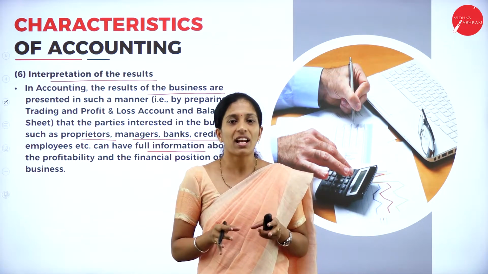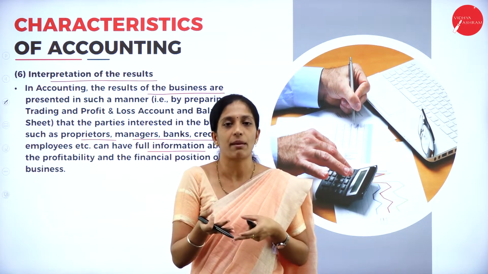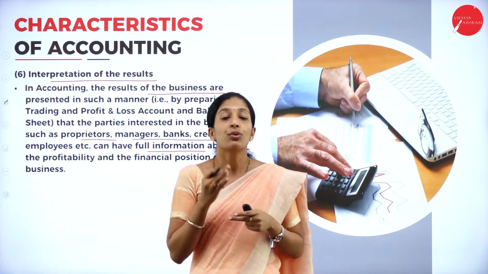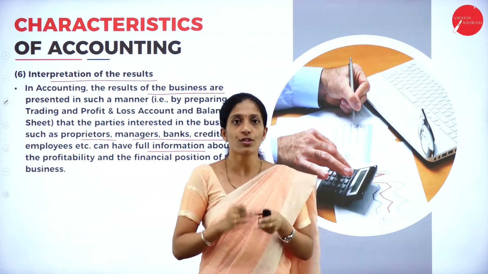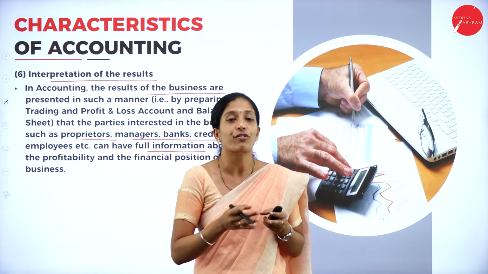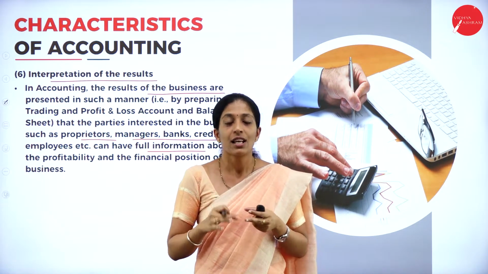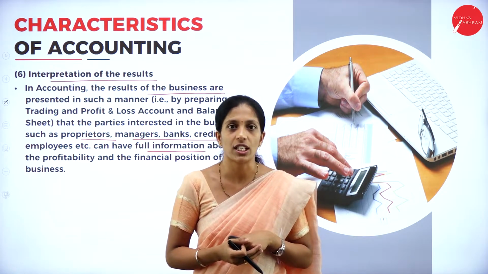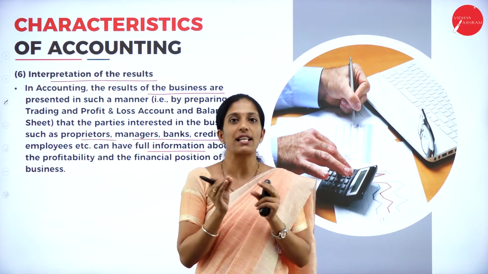Now, in summarizing, we will just make it ready, or present it in an understandable manner. But we have to communicate that information to the users in the form of what? In the form of the trading and profit and loss account. So by the trading and profit and loss account, the user will directly come to know the net profit or net loss of the business and the financial position of the business. That is, we are going to present in the form of the trading and profit and loss account as well as the balance sheet. Whereas summarizing is an earlier stage where we just summarize.